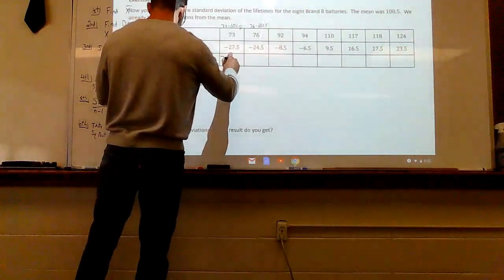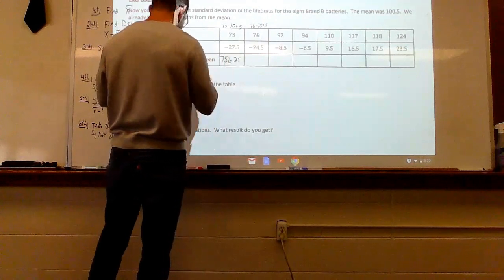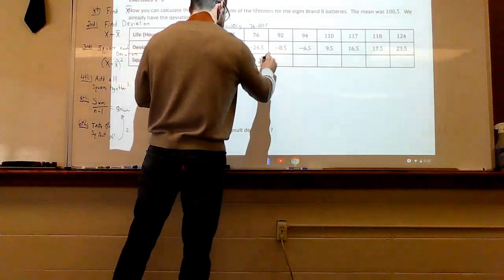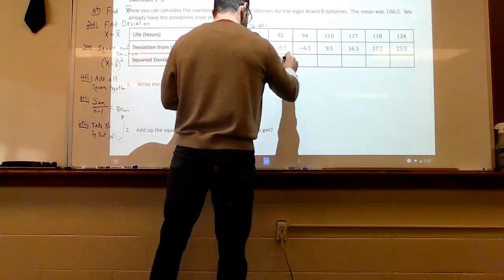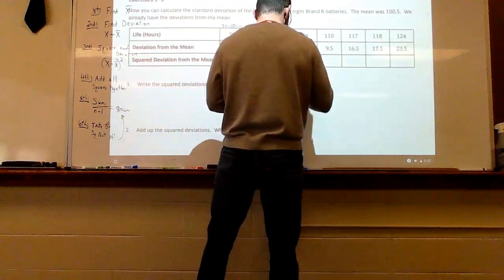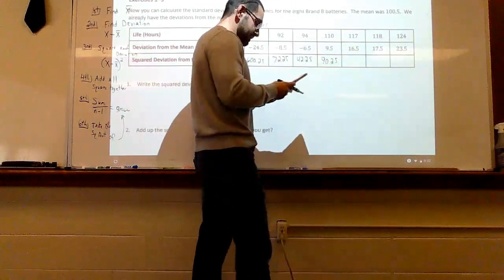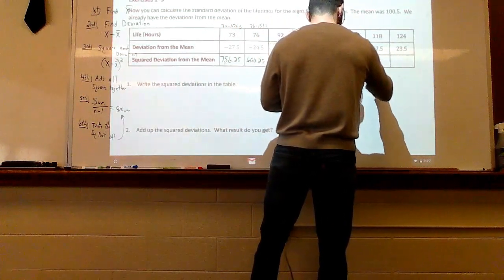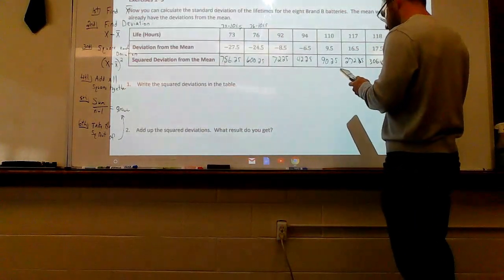That gives me 756 and 2500ths. Sorry guys, I'm a little off. 24 and 5/10 squared gives me 600 and 2500ths. 8 and 5/10 squared gives me 72 and 2500ths. 6 and 5/10 squared is 42 and 2500ths. 9 and 5/10 squared is 90 and 2500ths. 16 and 5/10 squared, 272 and 2500ths. 17 and 5/10 squared is 306 and 2500ths.